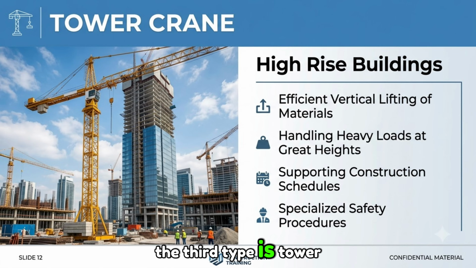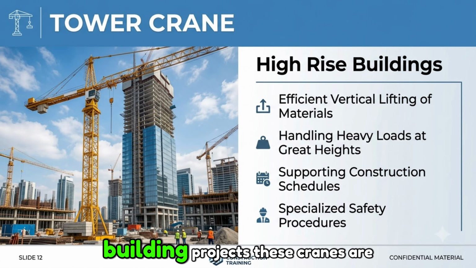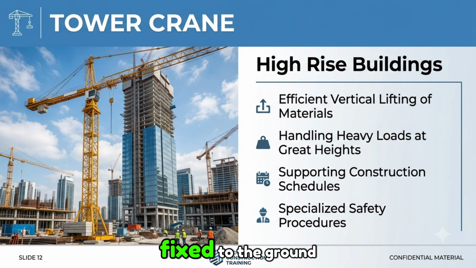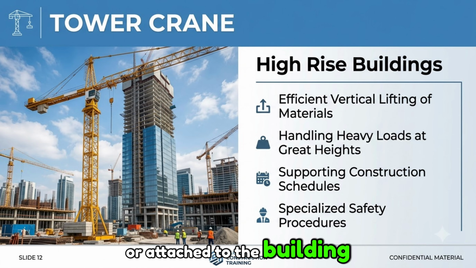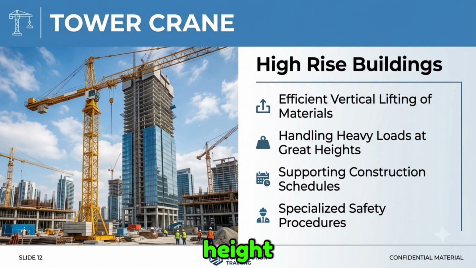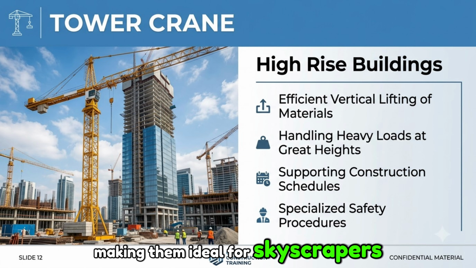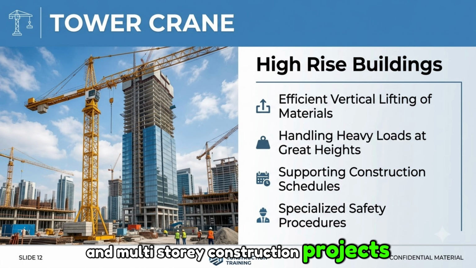The third type is the tower crane. Tower cranes are commonly seen on high-rise building projects. These cranes are fixed to the ground or attached to the building structure. Tower cranes provide excellent lifting height and long working range, making them ideal for skyscrapers and multi-story construction projects.